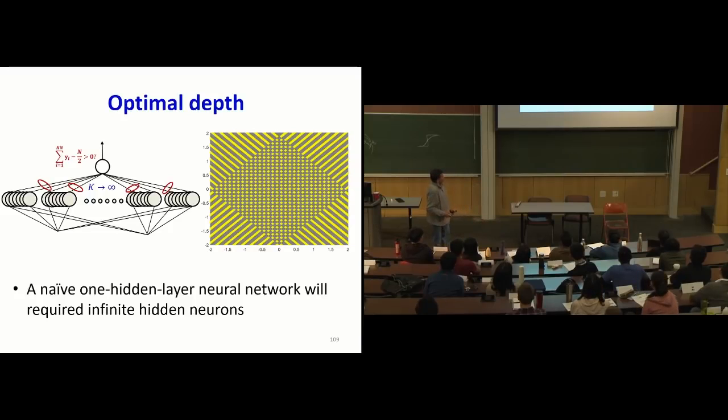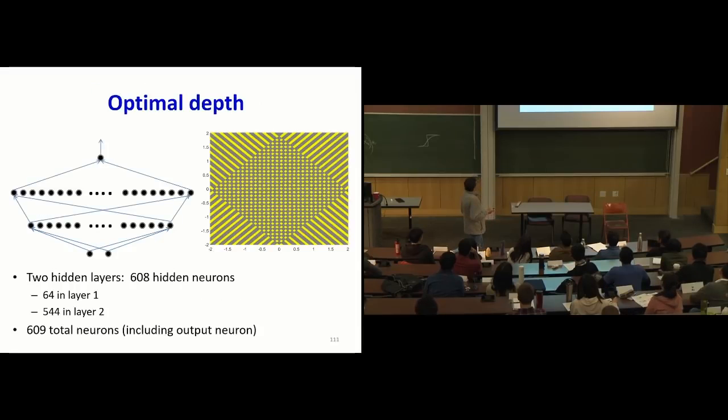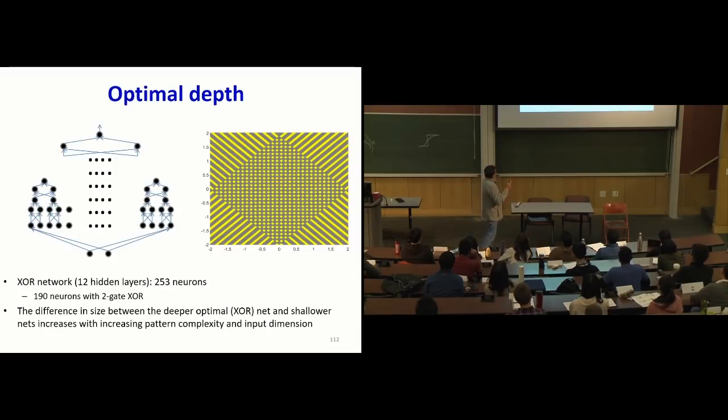This one would take infinite neurons if you did this naively using one hidden layer, but it has 64 basic linear features, and then the next layer has 544 boxes, so I'd require a total of 609 neurons. Yes? How do you find the first 16 basic features in the layer 1? So I drew the figure, so I know, right? We are not speaking of learning these things yet. I'm speaking of the capacity of the network to model functions. We won't get into learning until next week.